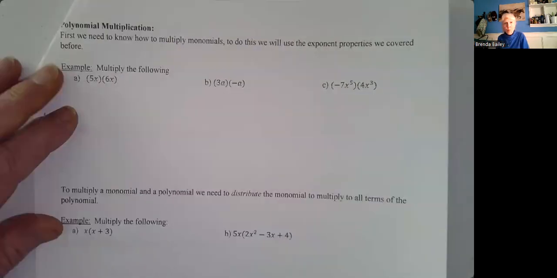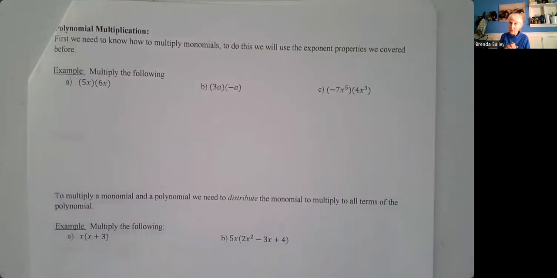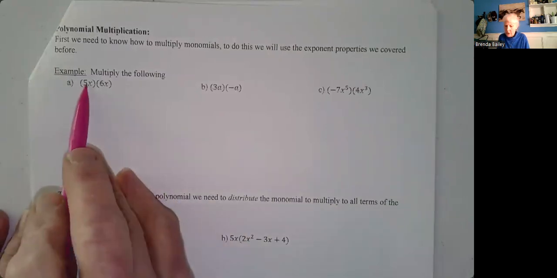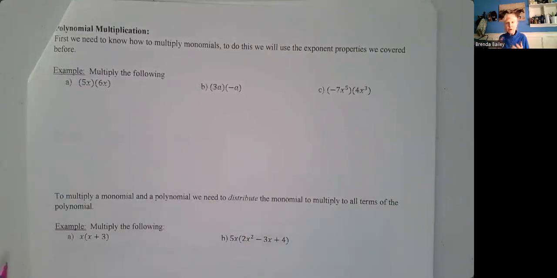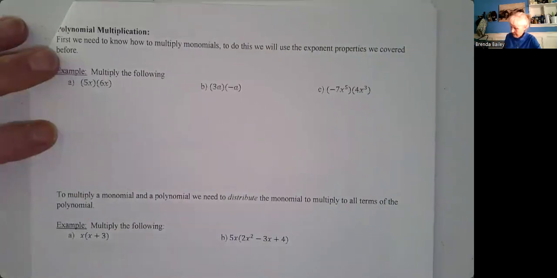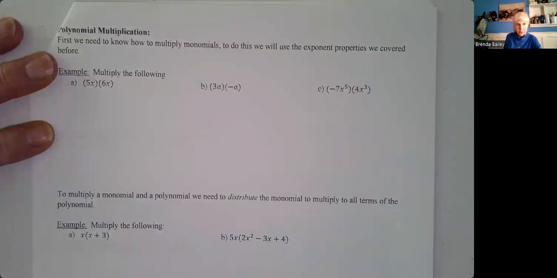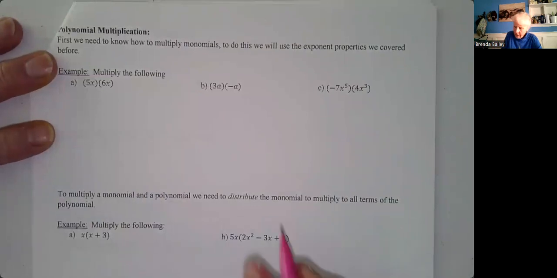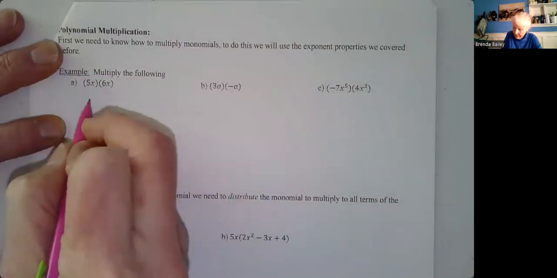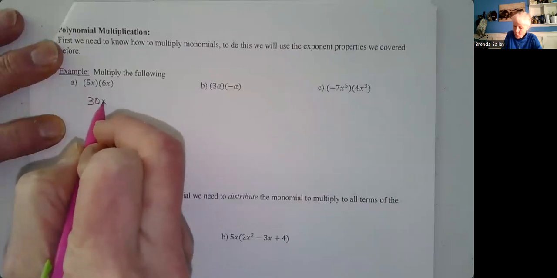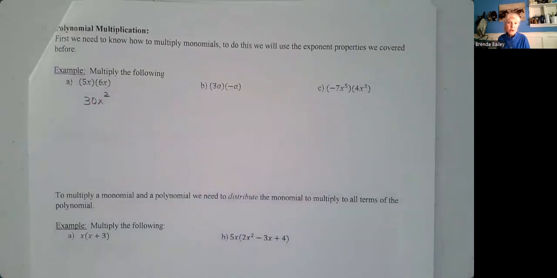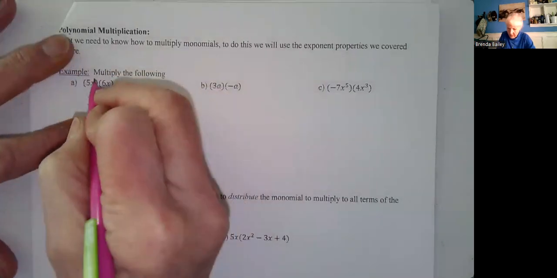Okay. Rather than add and subtract, which is what we did, we're now going to multiply. Now, first off, here we're going to multiply two monomials together. And we're going to follow the rules that we learned in the last sections, sections 1, 2, and 3. When you multiply, the product rule says you add exponents. So this will be 30x squared. 1 plus 1 is 2. So you add the exponents. 1 plus 1 is 2.